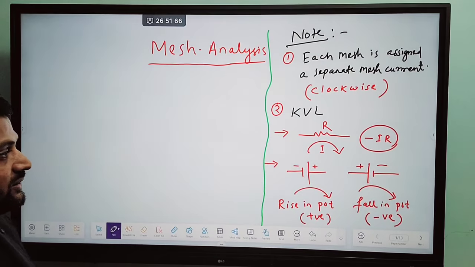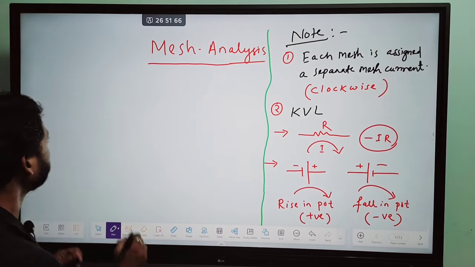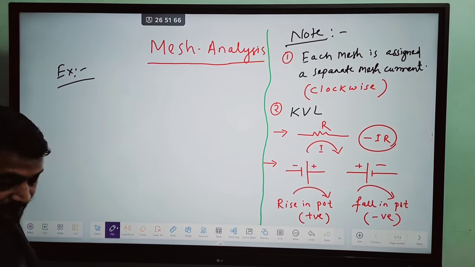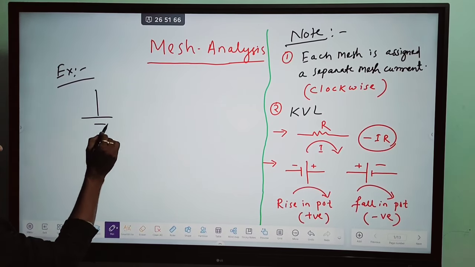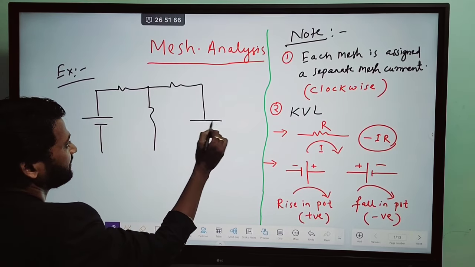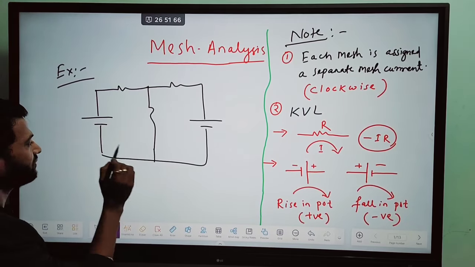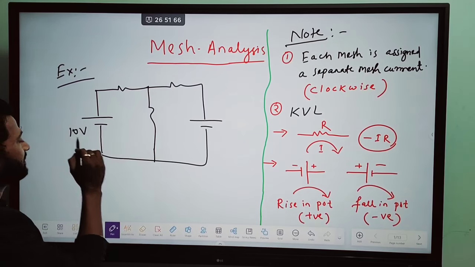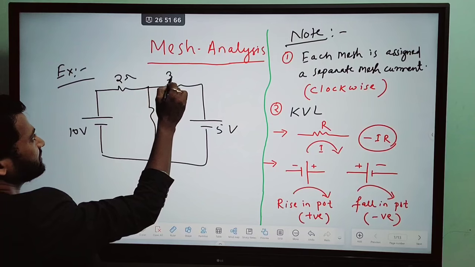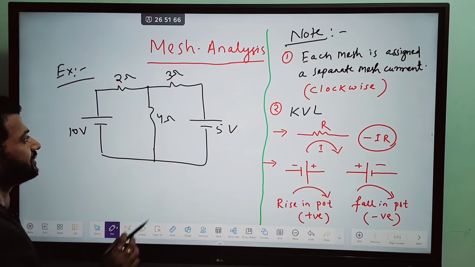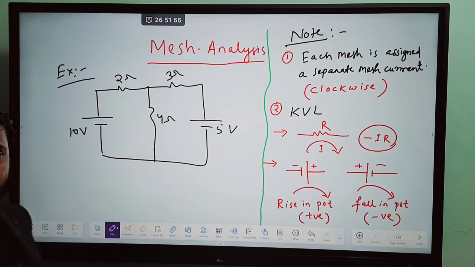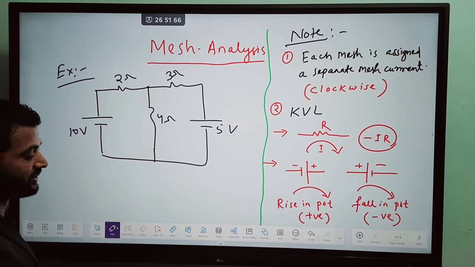So let us understand the concept by taking a small example. Let us consider the circuit. There are two voltage sources, one is 10 volt and the second is 5 volt, and the resistances are 2 ohm, 3 ohm and 4 ohm. We will find out current through various branches by using mesh analysis. Let us find out current through the 4 ohm resistor.